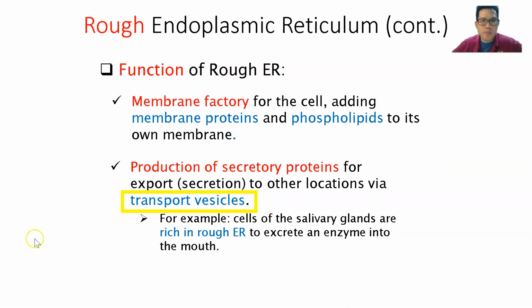The rough ER has functions as a membrane factory for cells, adding membrane proteins and phospholipids to its own membrane, as well as producing secretory proteins. For example, the cells of the salivary glands, your saliva, are rich in rough ER to secrete an enzyme into the mouth, to transport the proteins into the mouth to digest whatever components you ingest.